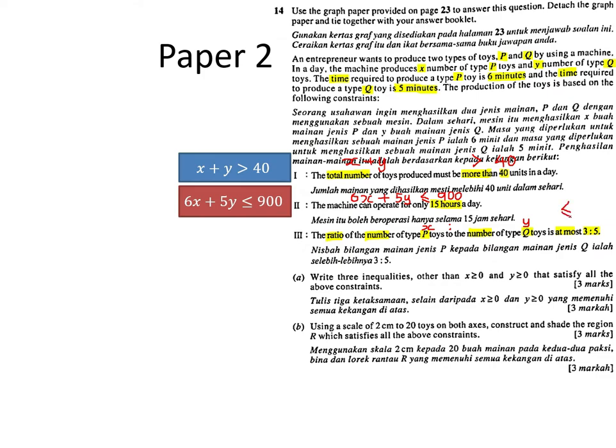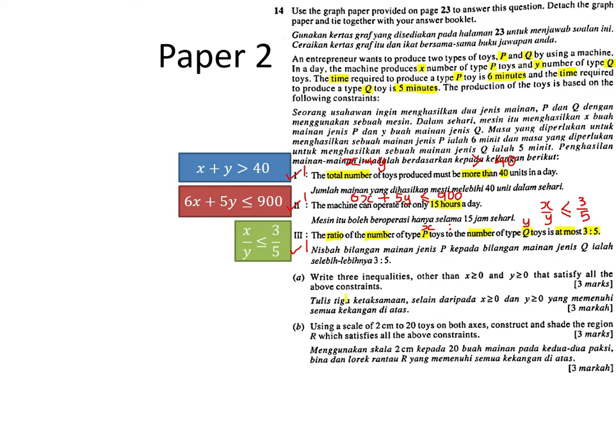So the ratio, how do we convert it into fraction form? 3 over 5. What about the front? X over Y. Yes, correct. That will give us our third inequality: X over Y less than or equal to 3 over 5. Each inequality gives you 1 mark.